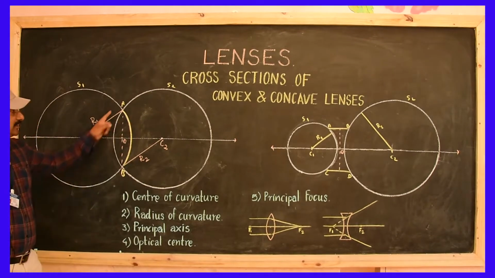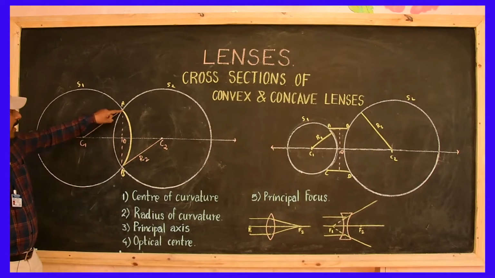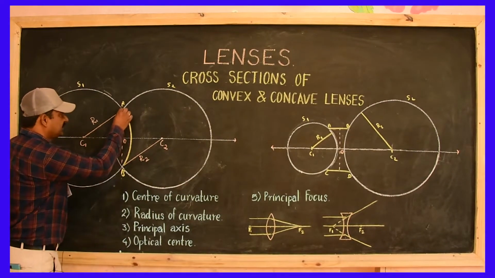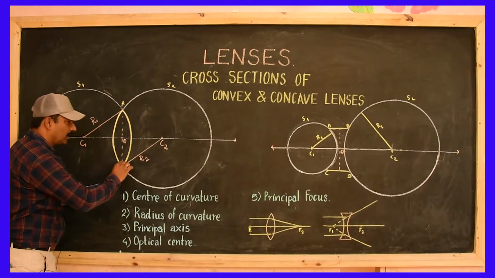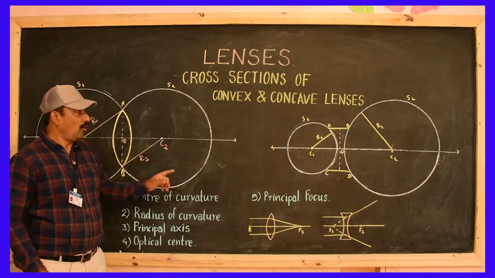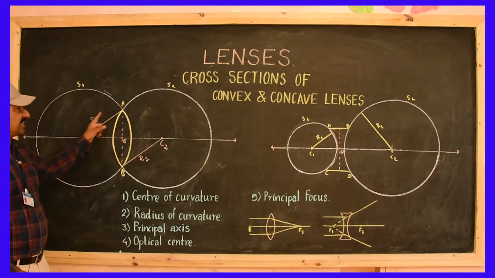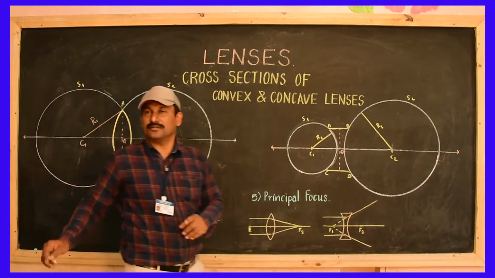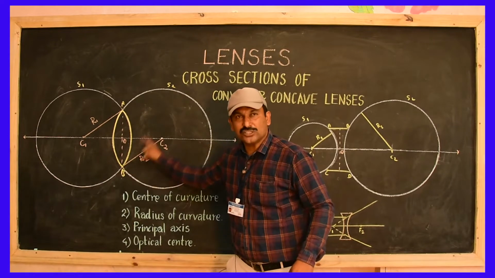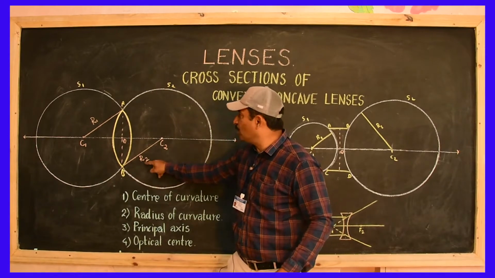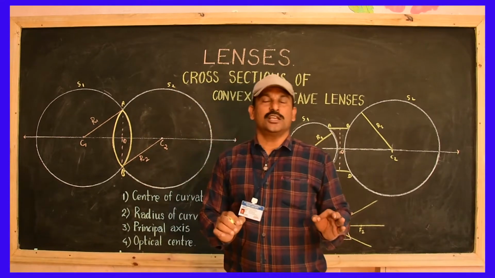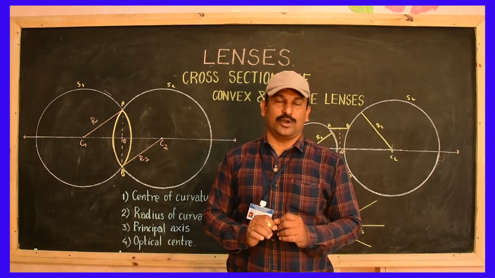AB. This part is the part of the sphere S1. And when we see this part, it is a part of the sphere S2. Now, this is the radius R1 of the sphere S1 and this is the radius R2 of sphere S2. Now, we are going to study some of the important terms over here.